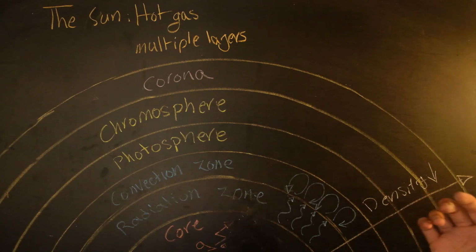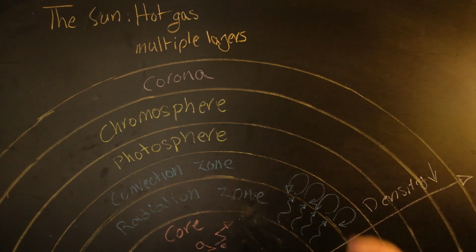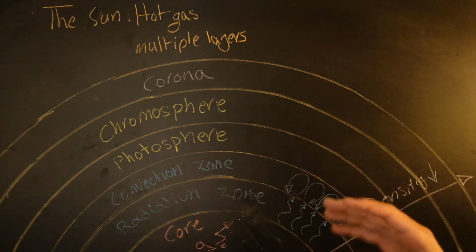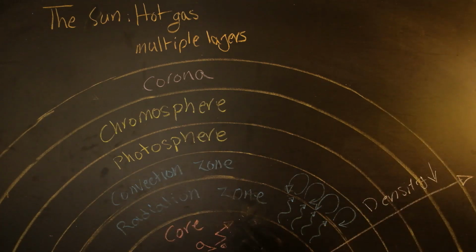What about temperature? Temperature is a little more complicated because we expect to see temperature decline if we move away from the core, but this is not the case. So we start from the core. Core is the hottest layer. It's around 10 million Kelvin.